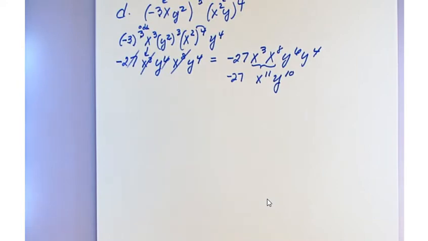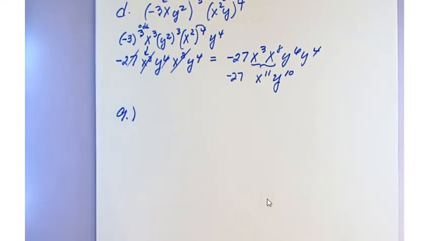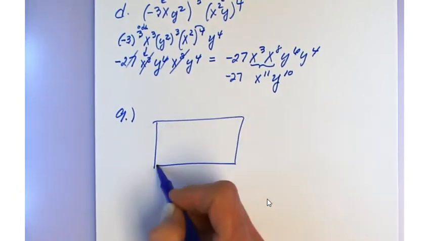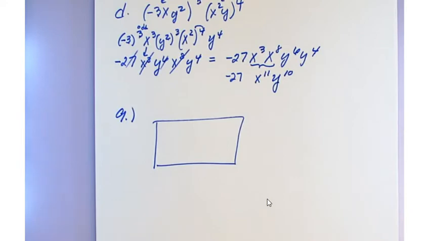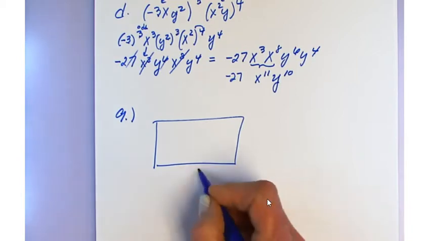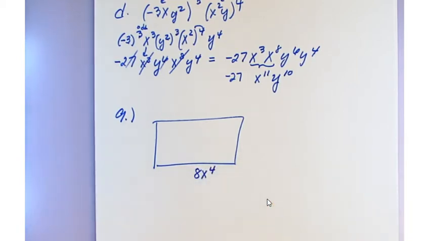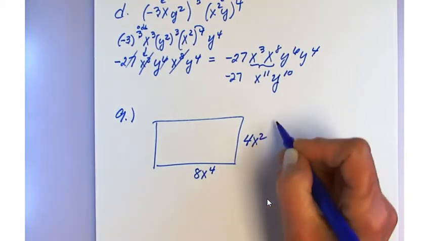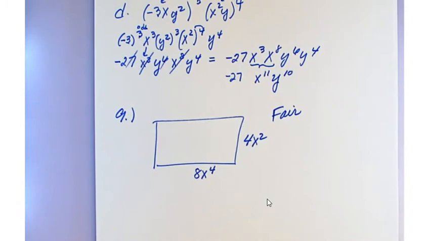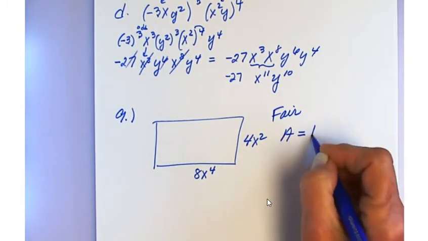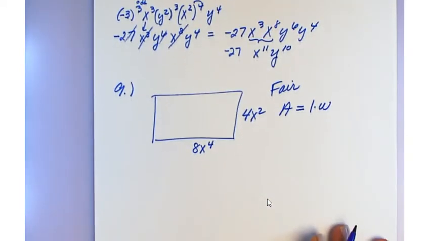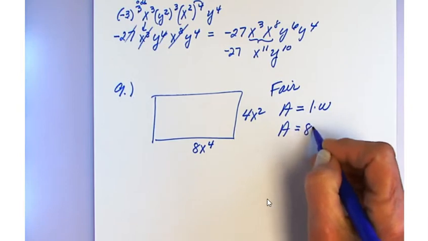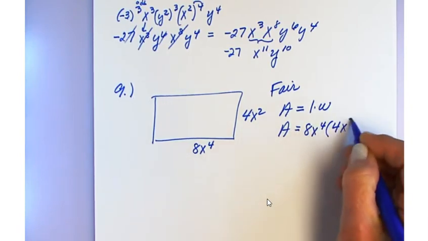Turning your page, look at, well, let's see, no, 9 is at the bottom. 9. And let's look at A and B. So 9A says, find an expression that represents the area of the figure. So I was looking to see if it said area or if it said perimeter, but it says area. So this is a fair question because you need to know the formula for area of a rectangle. And my length is 8x to the 4, and my width is 4x squared.